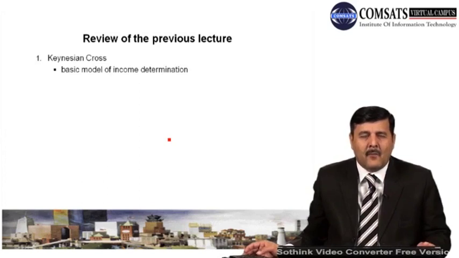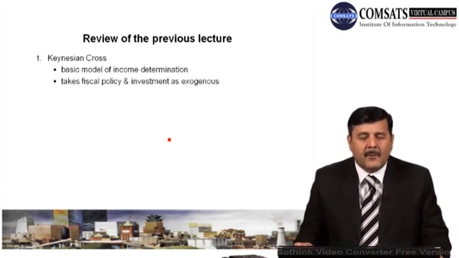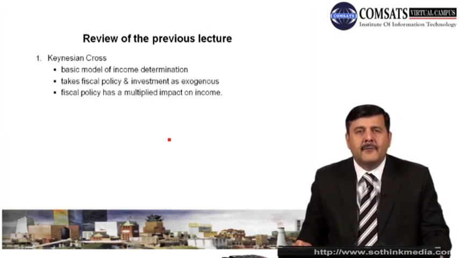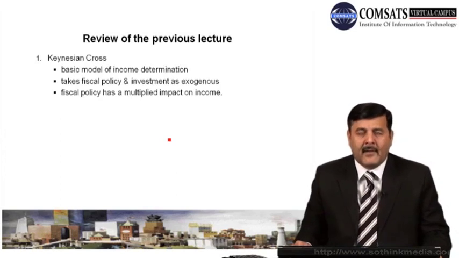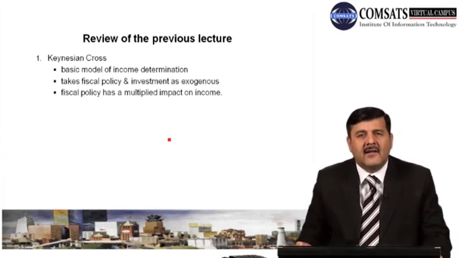They have given their own model, which is the basic model of income determination. They take fiscal policy and investment as exogenous variables. Fiscal policy has a multiplied impact on income. So we have derived basically two sorts of multiplier. One was the government purchase multiplier, and the other is the government tax multiplier.